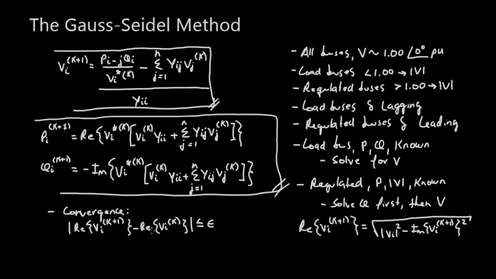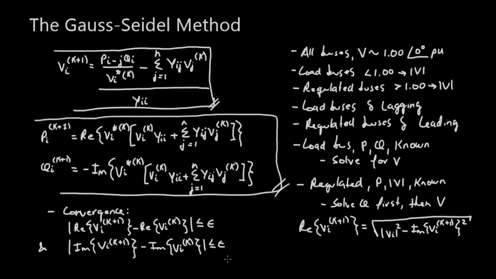So I'm going to say the real part meets this criteria, and the imaginary part, same thing. And so you compare the two again, you see that there's almost no change in the real part, almost no change in the imaginary part. Then you can say that your solution has converged, and you can take that as the solution for your power flow analysis.